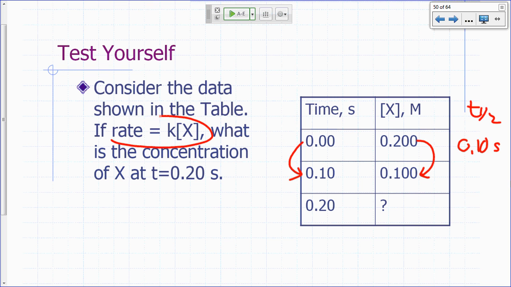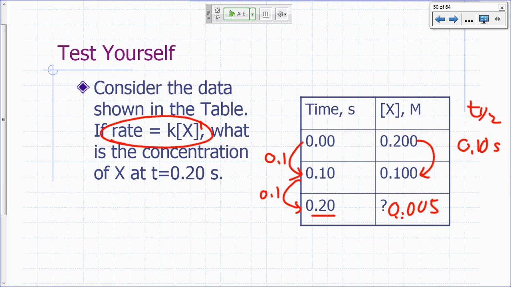And according to this, rate equals k times concentration of X. So what's the order of this reaction? First order, right? So what would the concentration be at 0.2 seconds? How long did it take to go from 0 to 0.1 seconds? A tenth of a second, and a tenth of a second to go from 0.1 to 0.2. So what would the concentration be at that point? It will get cut in half. So what's half of 0.1?